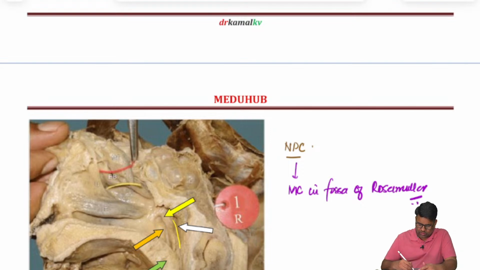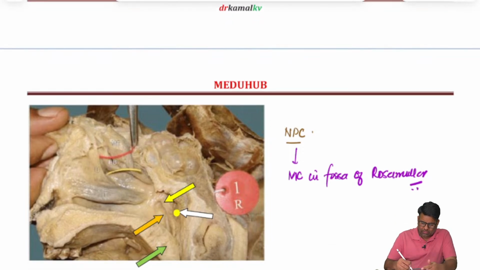This is the location. So the white arrow is actually representing the most common location, the fossa of Rosenmuller. Now we can just take the other landmarks as well, which are being shown in this image. If you look here, you can see an opening, and this is the opening of the eustachian tube, which opens into the nasopharynx, right?